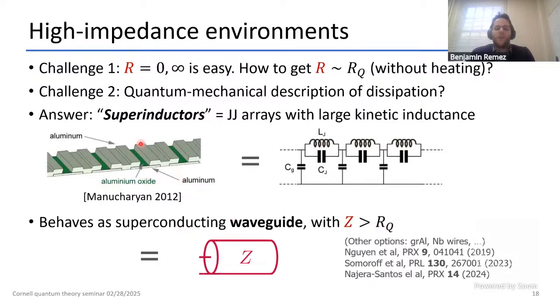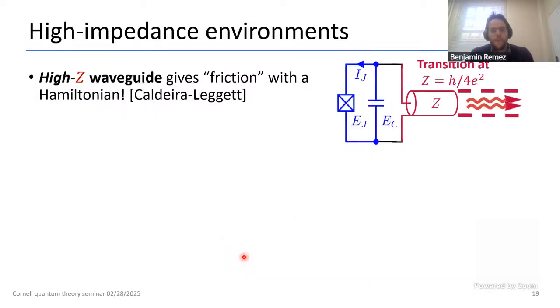So for now, we can forget about how this is realized and just take effectively that there's a transmission line with this characteristic impedance. Now, the neat part is that this realization in terms of a characteristic impedance transmission line naturally gives us a Hamiltonian description of friction, because here friction or resistance takes the form of photons getting shed into the transmission line, and that's where the energy ends up.